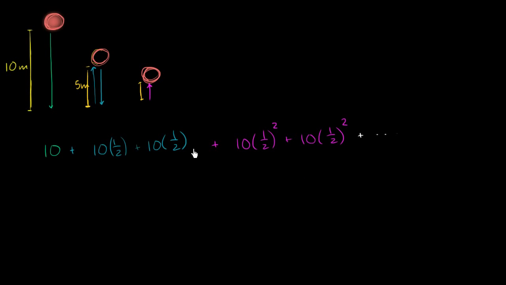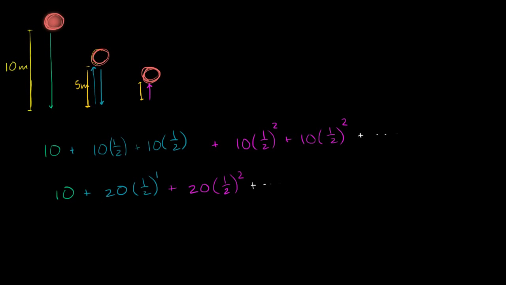So let's try to clean this up a little bit so it looks a little bit more like a traditional geometric series. So if we were to simplify this a little bit, we could rewrite this as 10 plus 20 times 1/2 to the first power, plus 20 times 1/2 squared. And we'll just keep on going on and on. So this would be a little bit clearer if this were a 20 right over here. But we could do that.